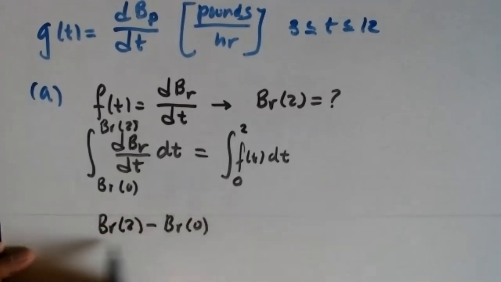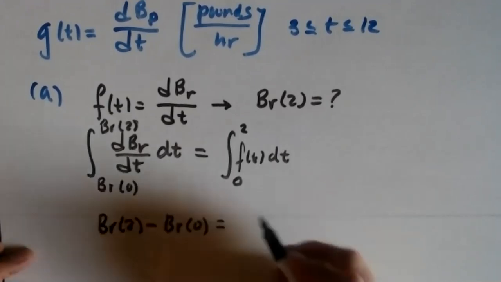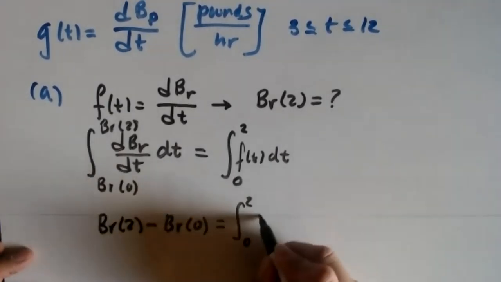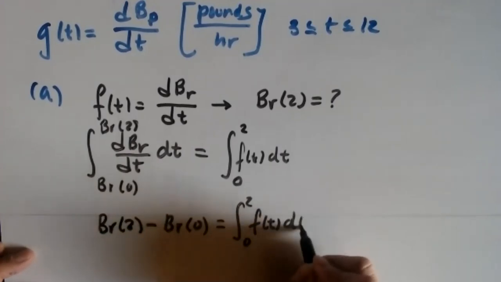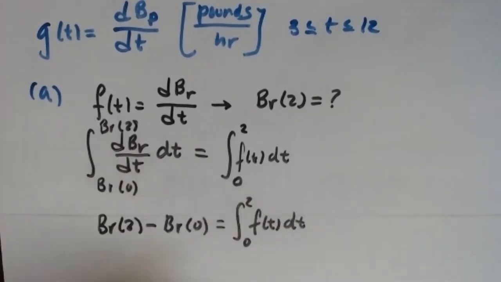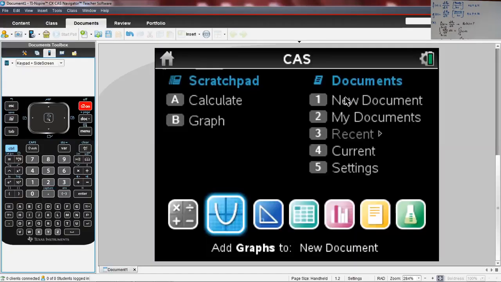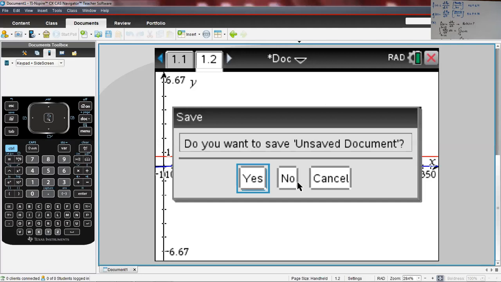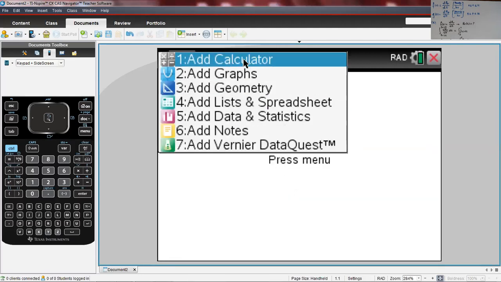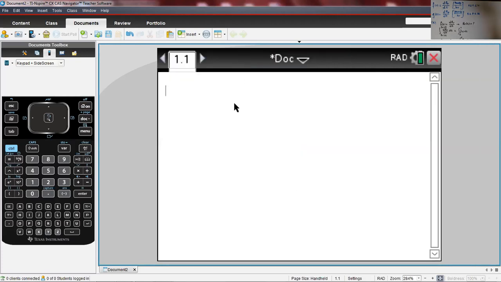So the change in the number of bananas in the display is going to be the integral from 0 to 2 of f(t) dt, correct? Now, this is going to be solved in the calculator. So in the calculator, I'm going to open a new document, I don't save it, and then let me just calculate.